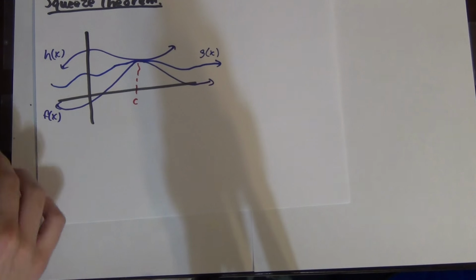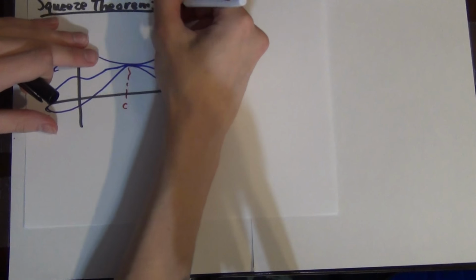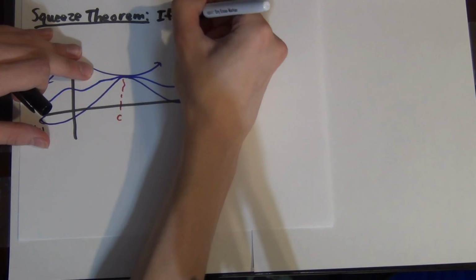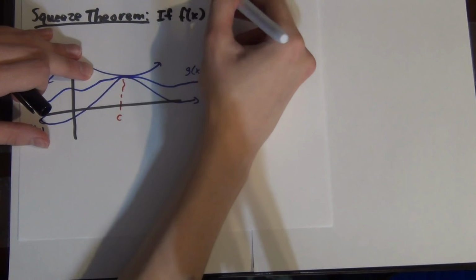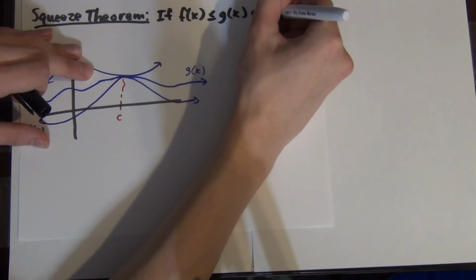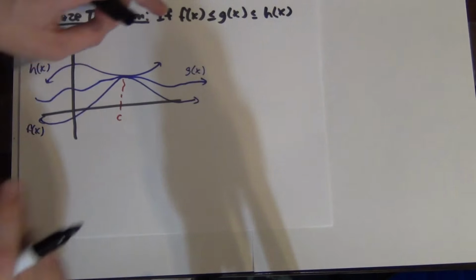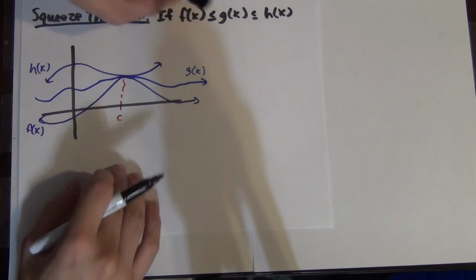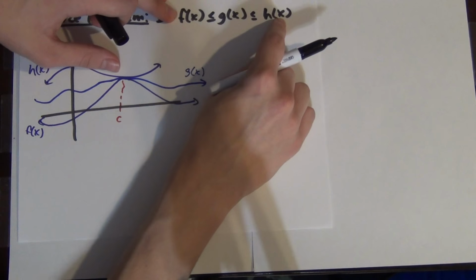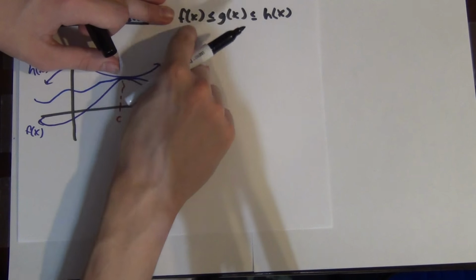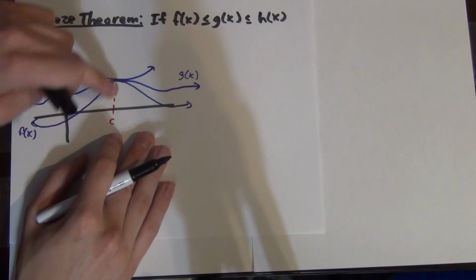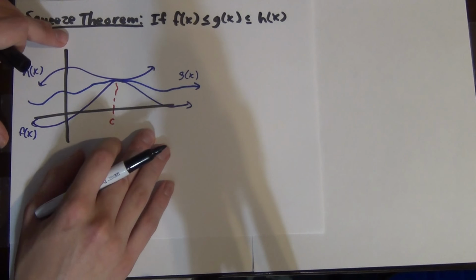So the Squeeze Theorem says the following. If f of x is always less than or equal to g of x, which is always less than or equal to h of x, or in other words, if I have this double inequality that's either always decreasing, or in this case, always increasing. g of x is bigger than f of x, h of x is always bigger than g of x, or it could be equal to it, like in this case, at x equals c.